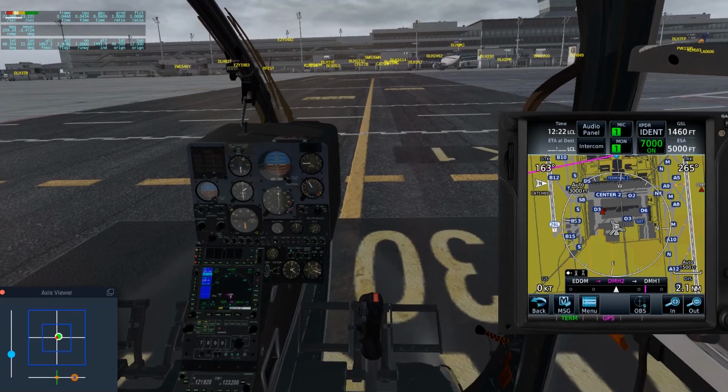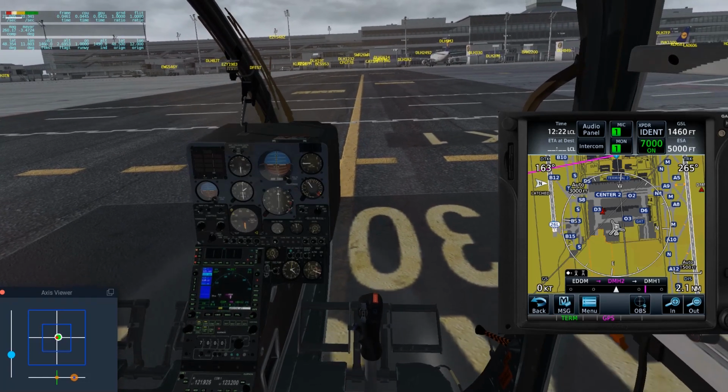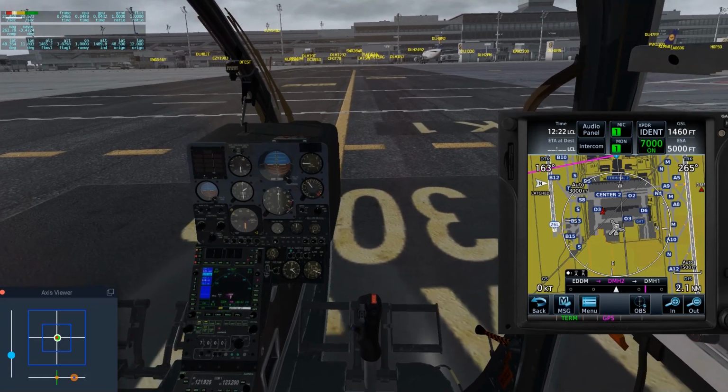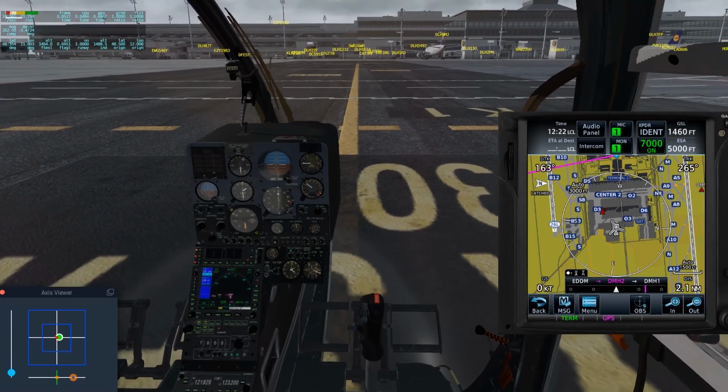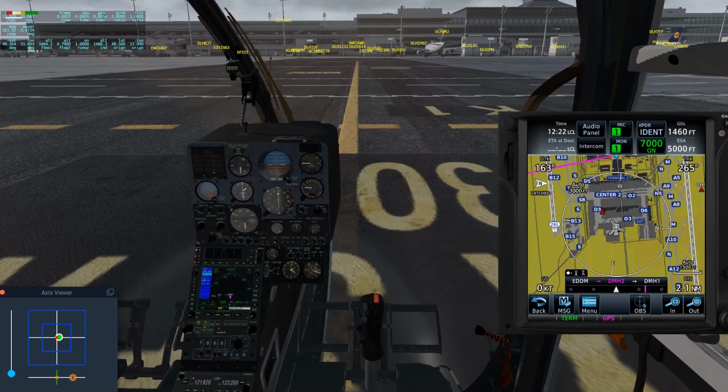Roger that, taxi via Oscar 2 to November, entry November 4. The CRJ in front of you has already passed, so start taxi Oscar 2, entry November 4. Roger that, I see the jet. Taxiing to entry November 4, KLM 587.